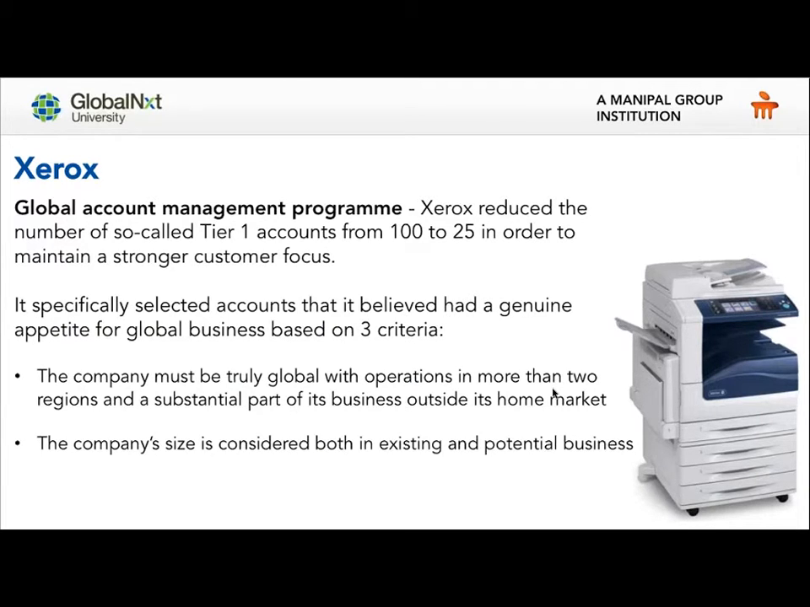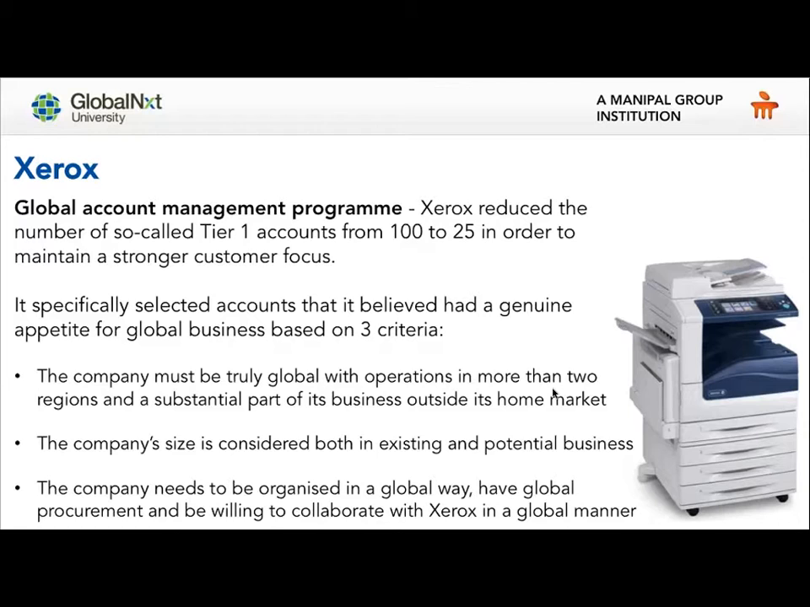Also, the company size is considered both in terms of existing and potential business. So even if you have a very large client, you may only be getting a small piece of their business, a small piece of their pie. If you're not getting a big piece of their pie, or there's no potential to get a big piece of the pie, it's very hard for them to be considered a tier one account. And the other thing is that the client itself must also have processes around global procurement and be willing to work with Xerox in this way. So it's a two-way relationship. The client has to be willing to invest in you as a potential global provider as well. So it's got to be a win-win relationship. So this is how Xerox defined its global account management program. Again, very much a streamlined approach, trying to develop deeper relationships with its key strategic accounts.